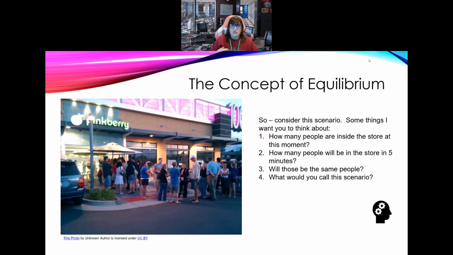Now, that doesn't mean that there aren't changes happening. There are changes happening. There are different people in that restaurant now than there will be in 10 minutes. But from a net standpoint, from way up above it, we don't notice any difference. Okay? That's what equilibrium is like. So keep that in mind as we continue talking about equilibrium and what it is.